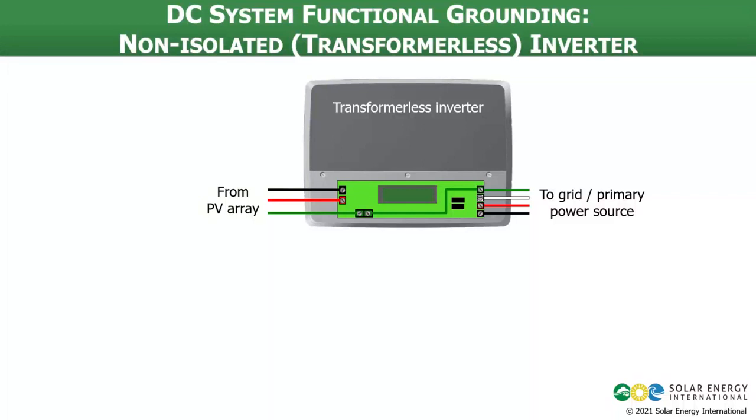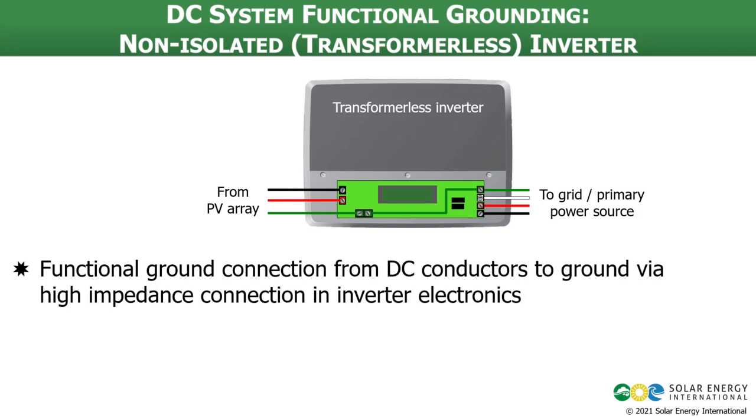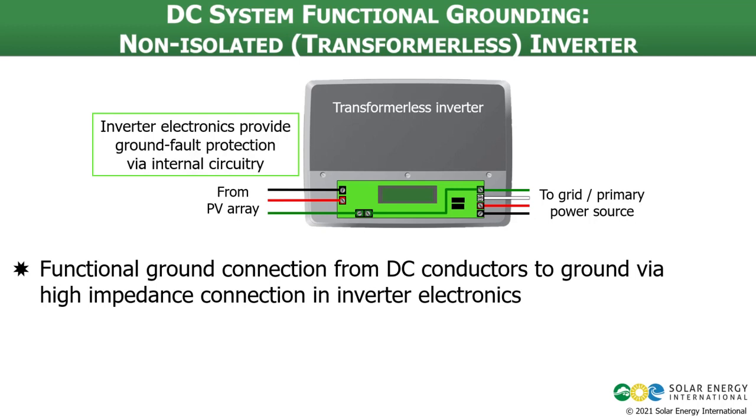Starting off with the transformerless inverter type system, this is also known as a TL inverter or a non-isolated inverter. We have our DC from the PV array coming in on the left side and our AC to the grid or primary power source on the right side. What's happening in the inverter is we have a functional ground connection from the DC conductors to ground via a high impedance connection in the inverter electronics. It's built with its own internal circuitry that will provide ground fault detection and protection.